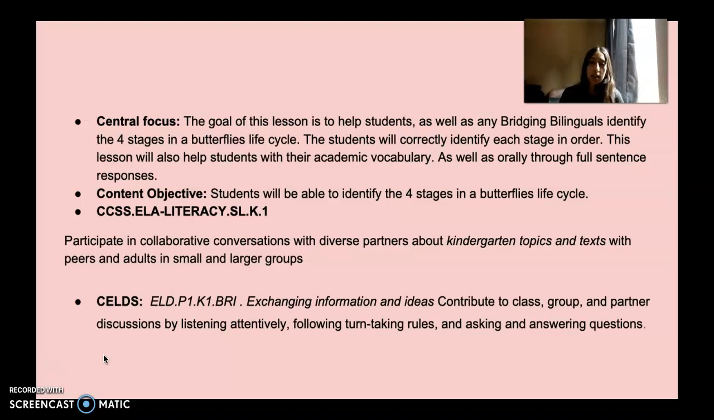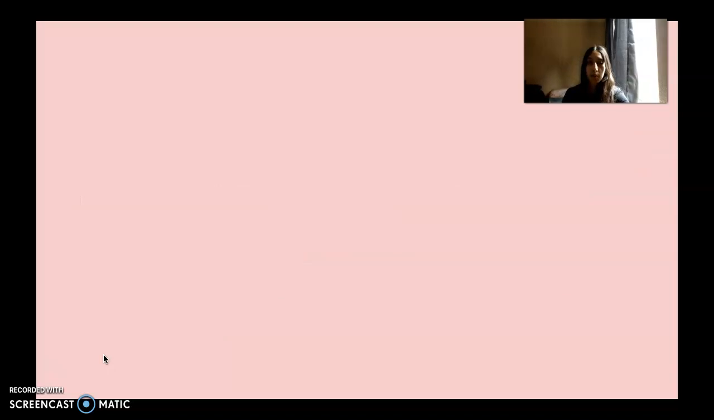The Common Core State Standard is ELA literacy for speaking and listening for kindergartners, and it's to participate in collaborative conversation with diverse partners about kindergarten topics and texts with peers and adults in smaller and larger groups. The California English Language Development Standard is ELD Part 1, K, Bridging, and it's exchanging information and ideas, contributing to class, group, and partner discussions by listening attentively, following turn-taking rules, and asking and answering questions.